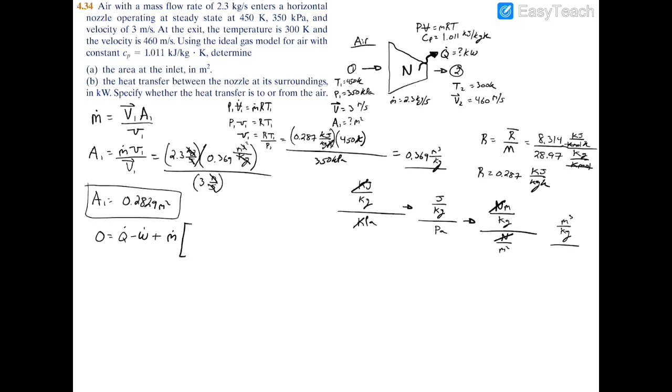Times this whole mess here of H1 minus H2 plus the kinetic energy here, which is V1 squared minus V2 squared, that's, of course, your velocity, divided by 2. Plus your potential energy, which is just going to be gravity, times your change in elevation of Z1 minus Z2.